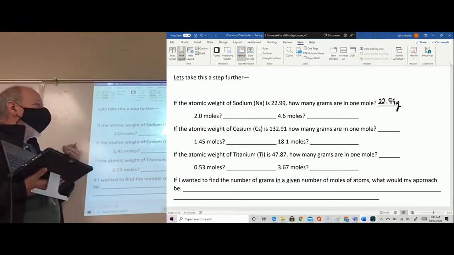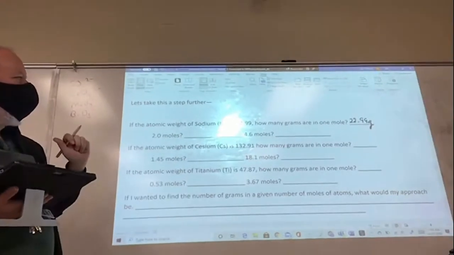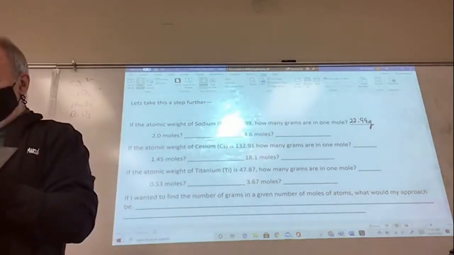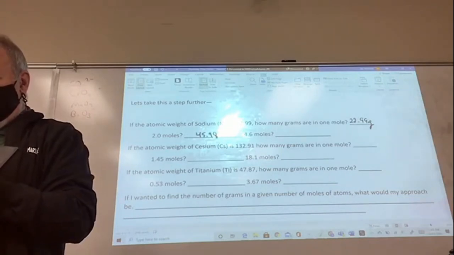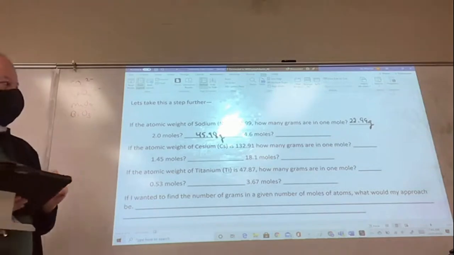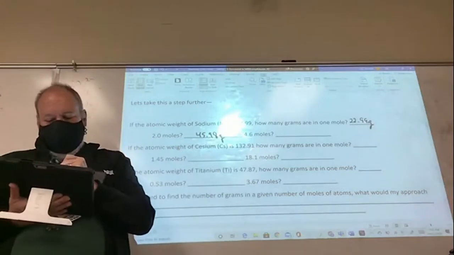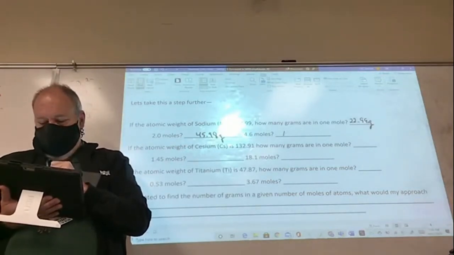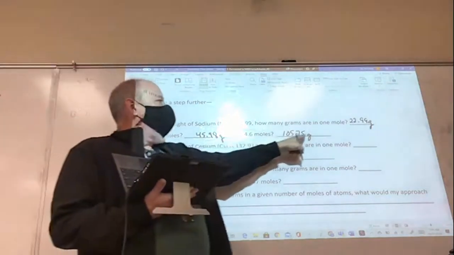So we can kind of see where this is going. If I had two moles, how many grams would I have? 45.98. Some of you could have done that in your head. I'm just multiplying the number by two, right? How about 4.6 moles? Did you multiply that already? I'm getting 105.754. Okay, so we'll round that to hundredths. Okay, 4.6 moles.